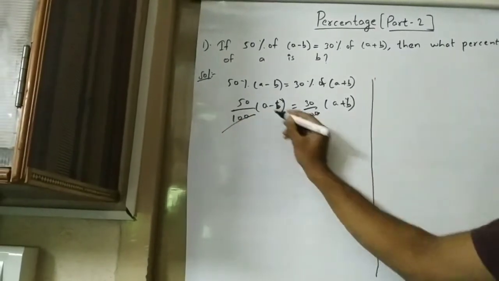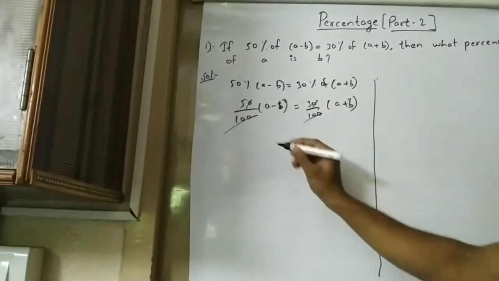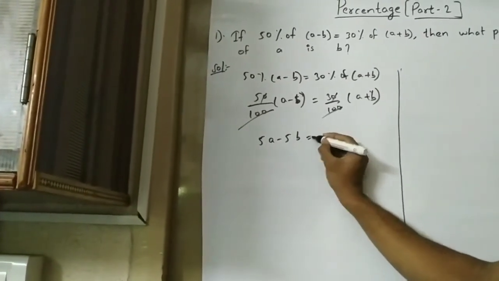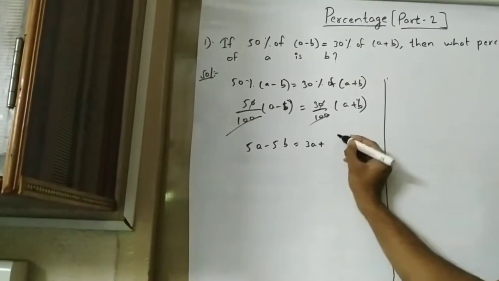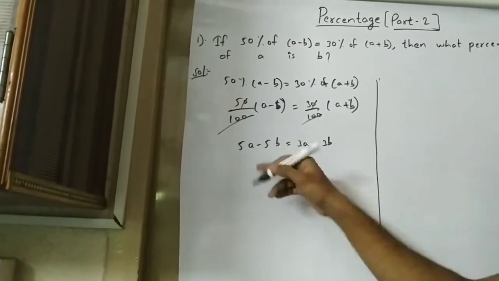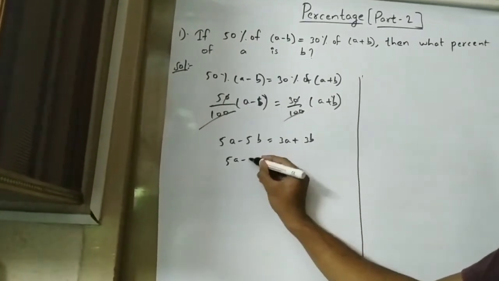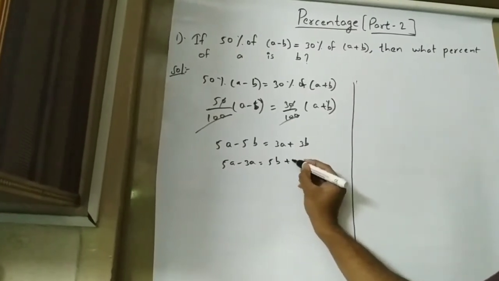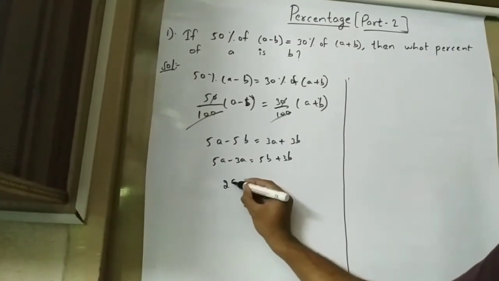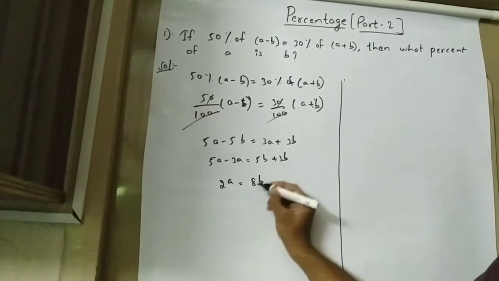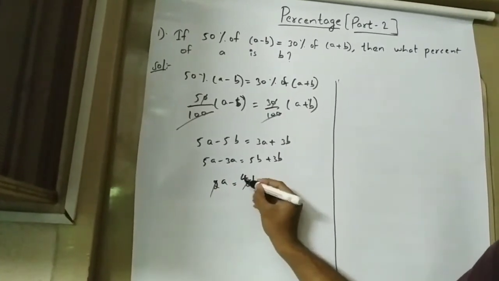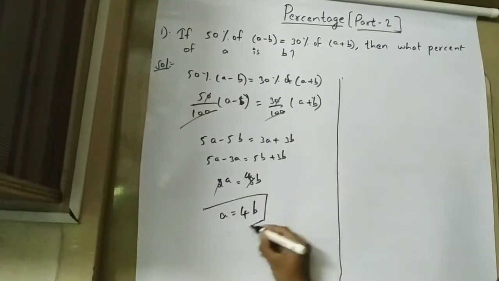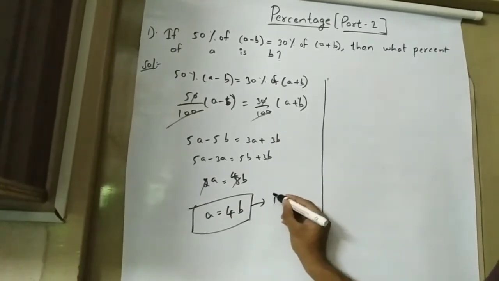So 100 will be cancelled, this 0 is cancelled. 5A minus 5B is equal to 3A plus 3B. So 5A minus 3A is equal to 5B plus 3B. So 2A is equal to 8B. So A is equal to 4B. Let this be equation 1.